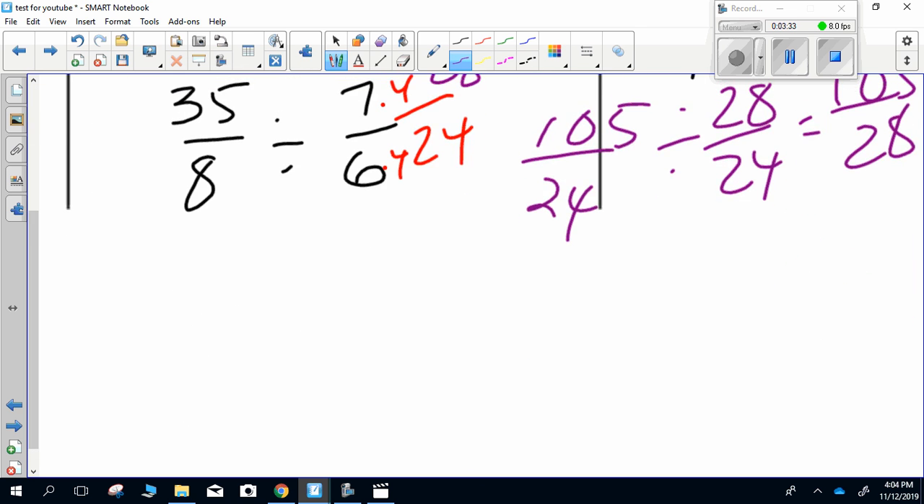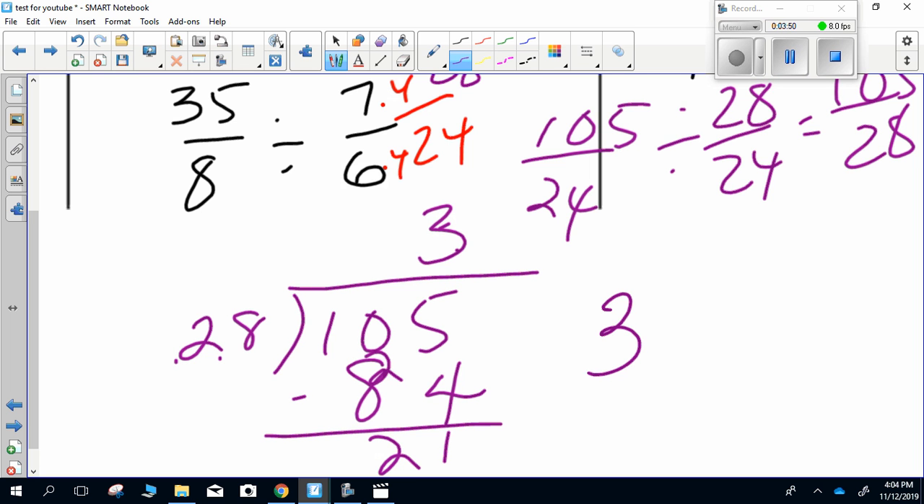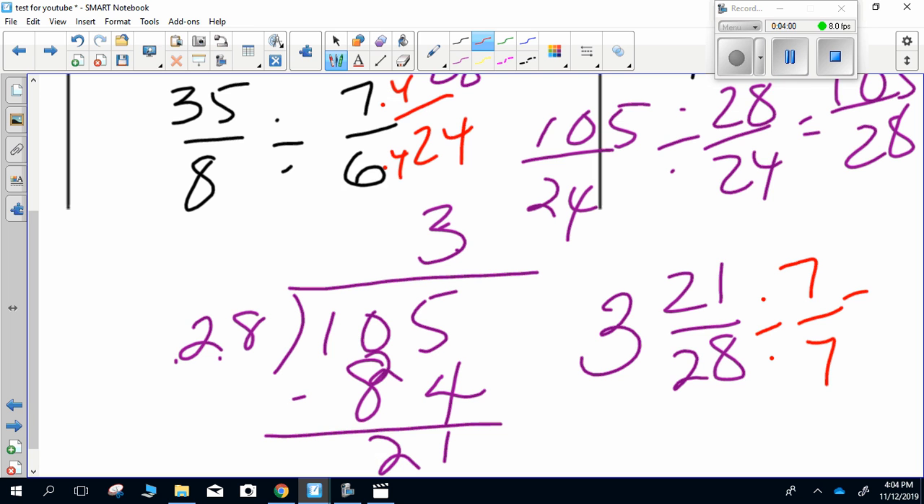But that needs to be changed. So if I divide 28 into 105, it goes 3 times. 3 times 28, it gives me 24, 60, 84. So I get 21 left. So I have 3 and 21 28ths. However, 21 and 28 share a common factor of 7. So I need to divide each of these by 7. So my answer is actually 3 and 3/4.